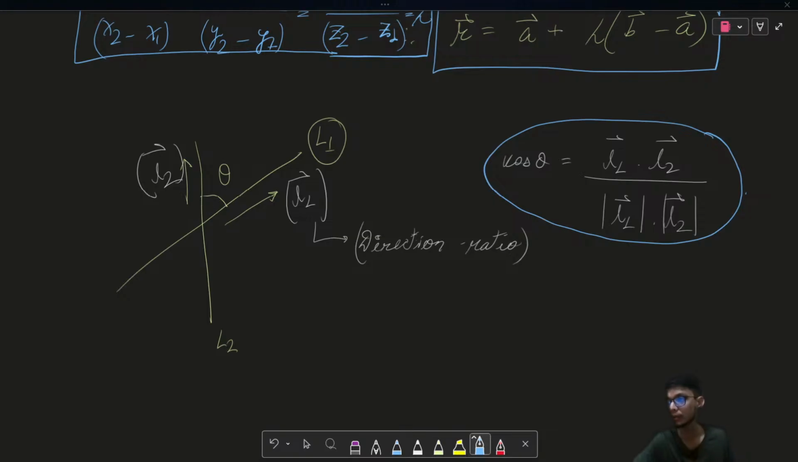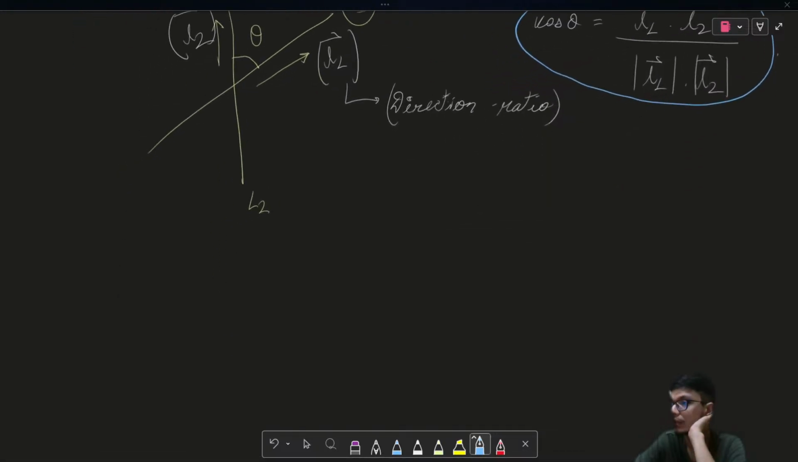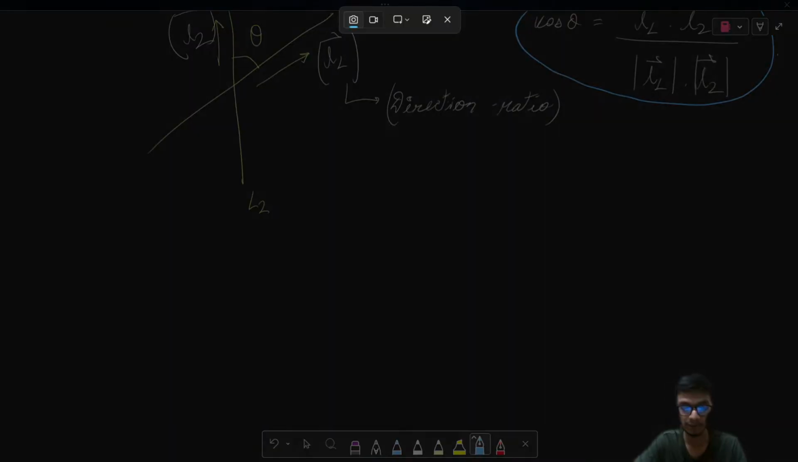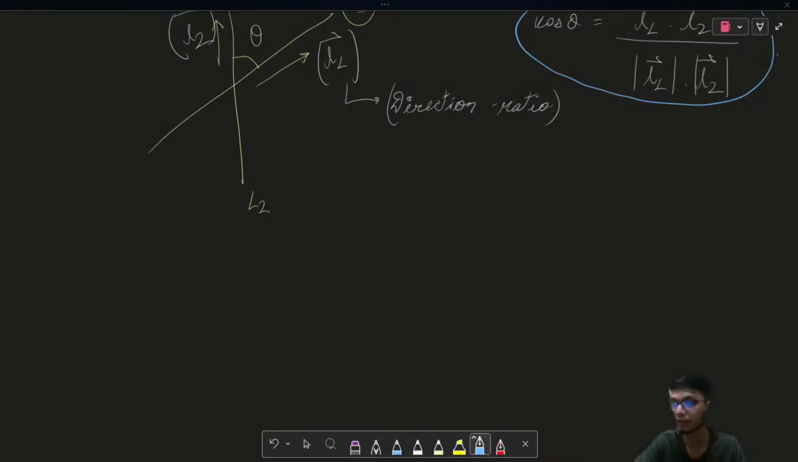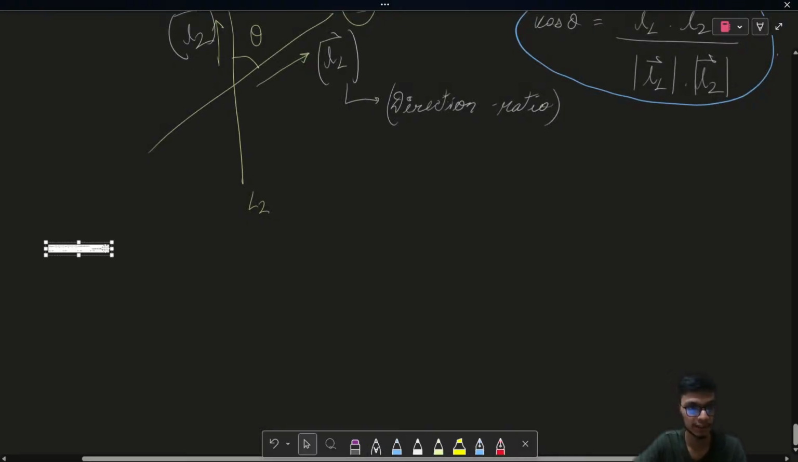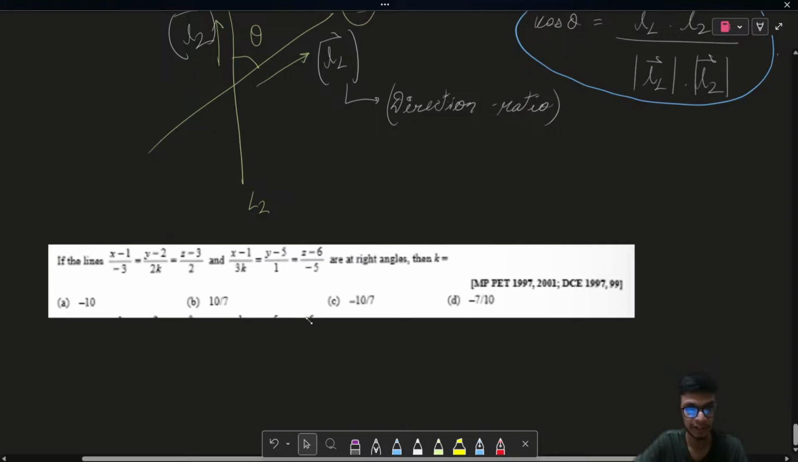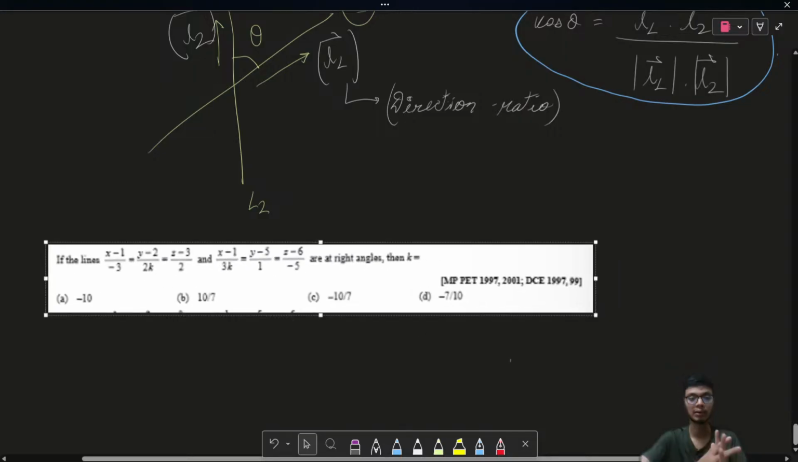Alright, so let's try to use this idea to solve some questions. We have certain questions. It's a simple MCQ question. Okay, so let's solve some questions to get an understanding of whatever we studied. So this is my first problem.